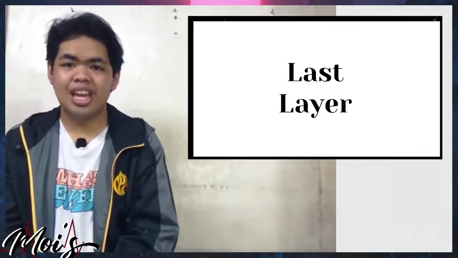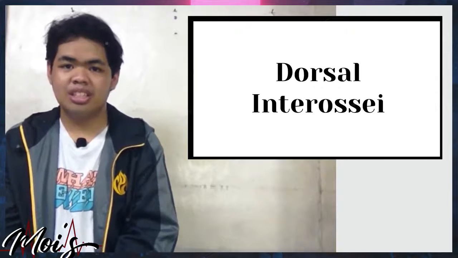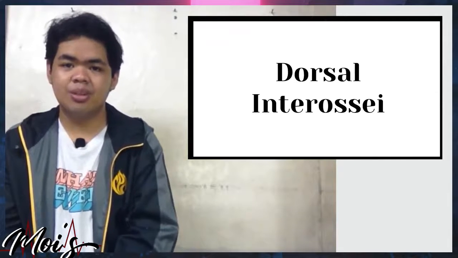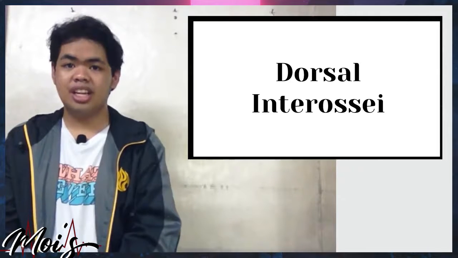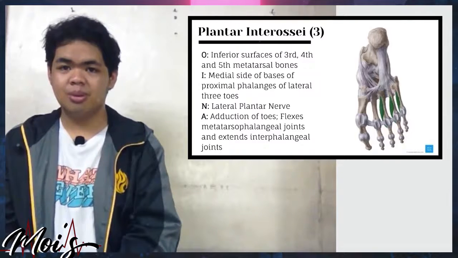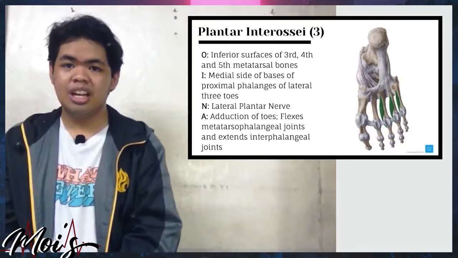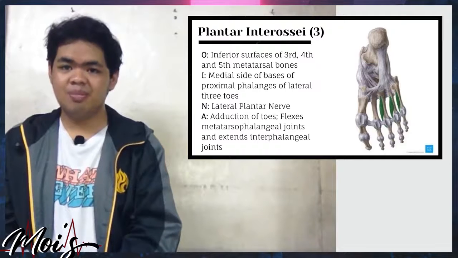And for the last layer of the sole muscles, it consists of your plantar interossei and your dorsal interossei. Also found in this layer are the tendons of your peroneus longus and the tibialis posterior. Plantar interossei originate at the inferior shaft of the 3rd to 5th metatarsal bones and insert at the medial base of the proximal phalanx and the extensor expansion of the 3rd to 5th toes. This muscle adducts the MTP of the 3rd to 5th toes and extends the DIP and PIP of the 3rd to 5th toes.